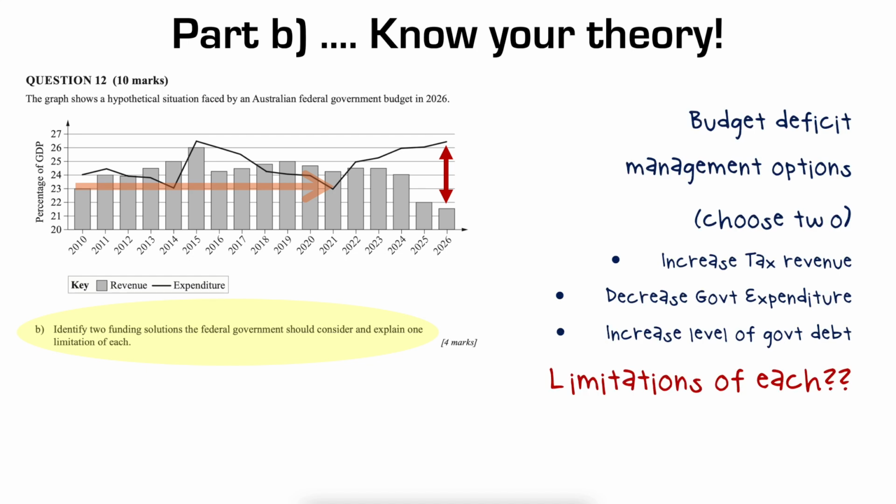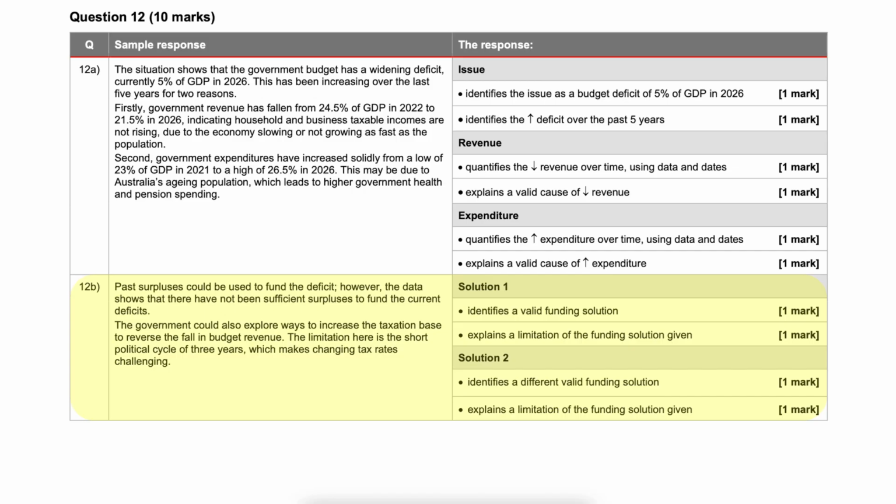Here are some options for you. Going backwards, increase level of government debt, decrease expenditure, or increase tax revenue. I guess the funding ones there are increasing tax revenue and increasing debt, and both of those will have significant limitations, and you have to explain those limitations, give some detail around it. All in all, that should be a fairly easy 4 marks to pick up for someone who's done their research, done their practice, done their homework, and has a good understanding of fiscal policy.